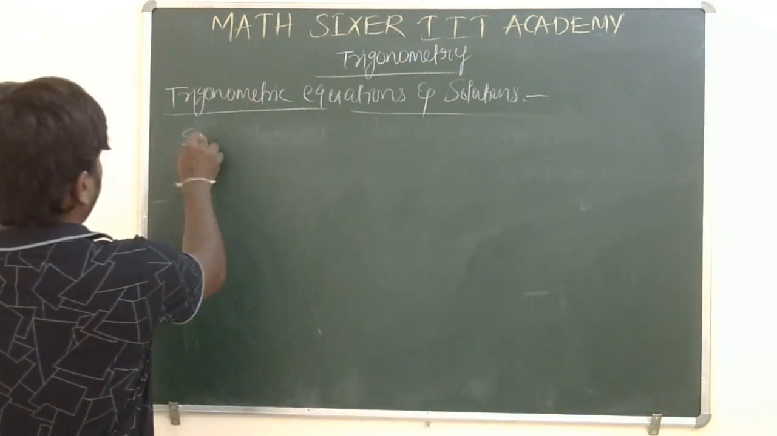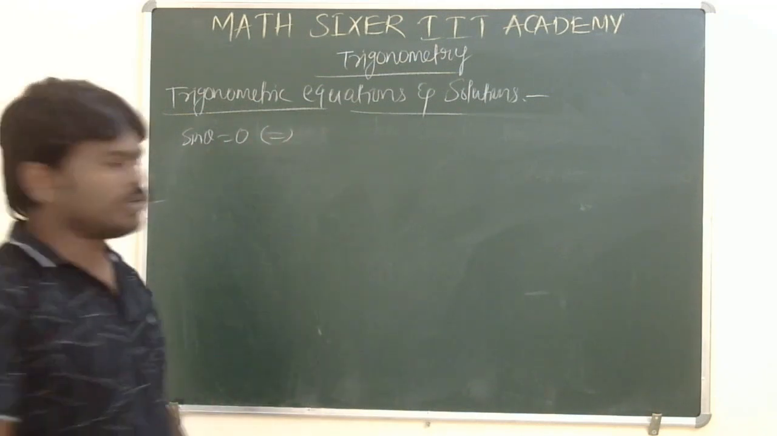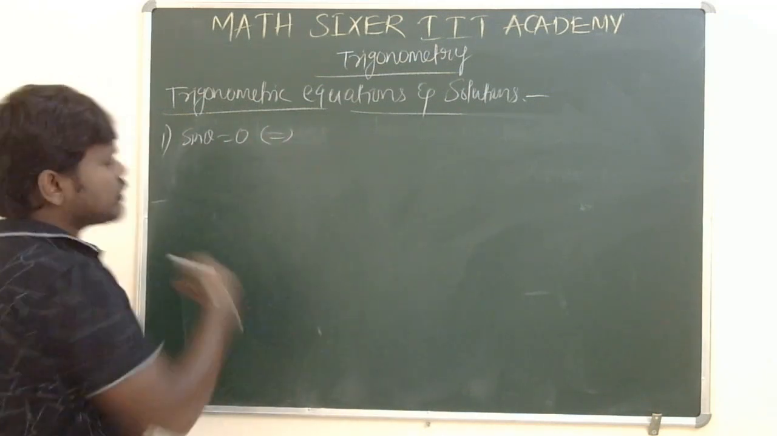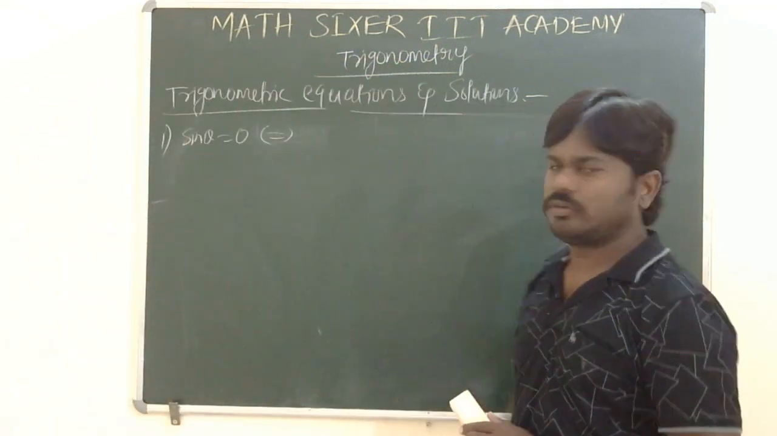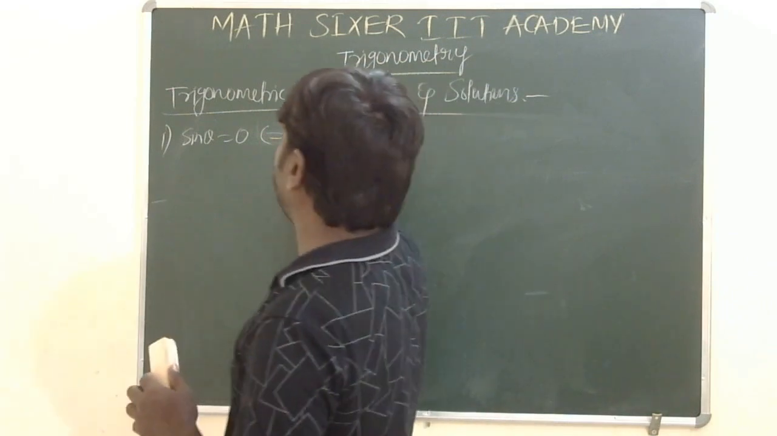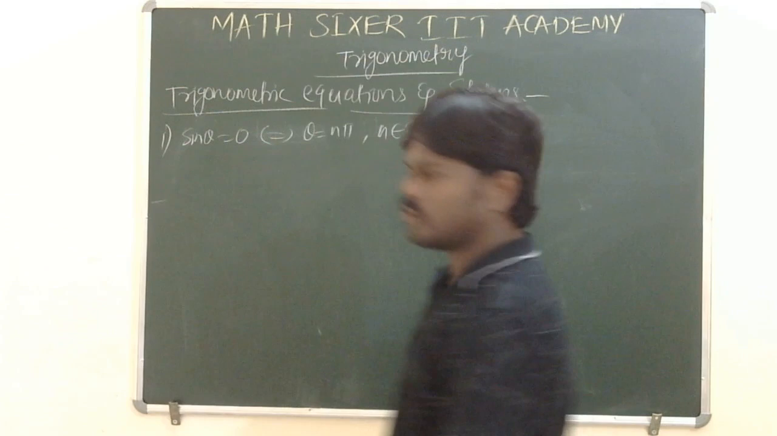So sin theta is equal to 0. Sin theta is equal to 0 means at what values of theta the sin theta value is 0. That means here theta is equal to n pi, where n belongs to I, the integers.